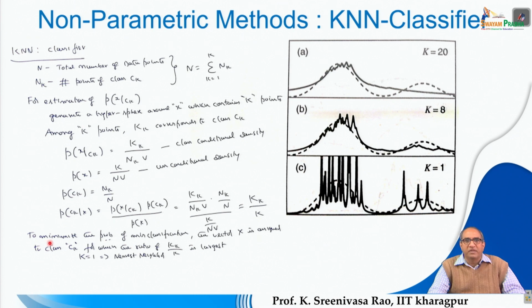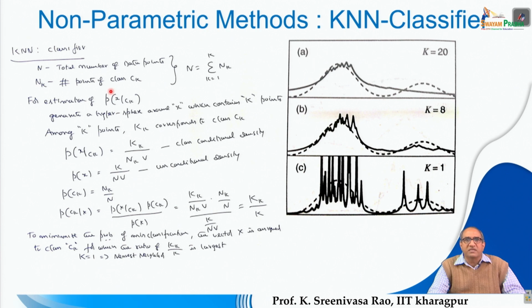That way, you can minimize the probability of misclassification. The vector x is assigned to a class Ck for which the ratio Kk by K is large. There are a total of K points, and among them there are several classes, and each class has some number of data points. We estimate, with respect to each class, how many data points are there in the enclosed volume. Whichever class has the highest number of data points, that class label will be given.